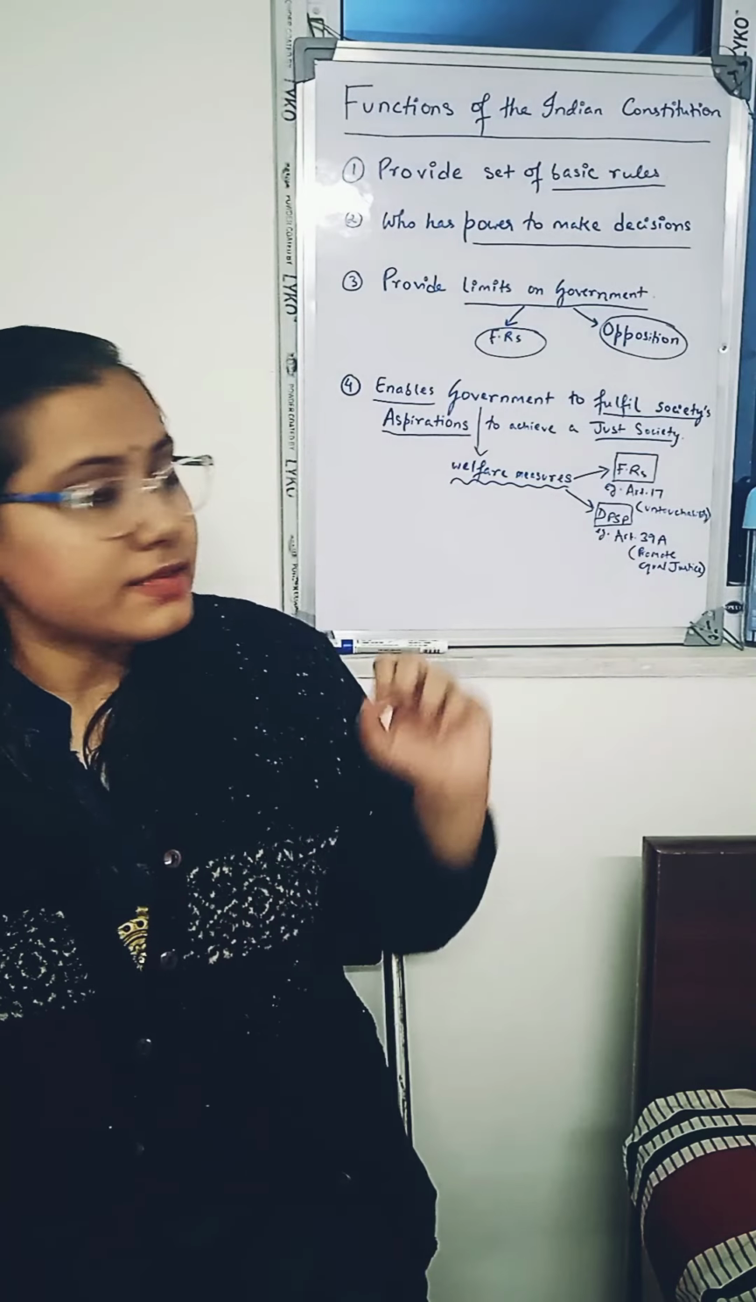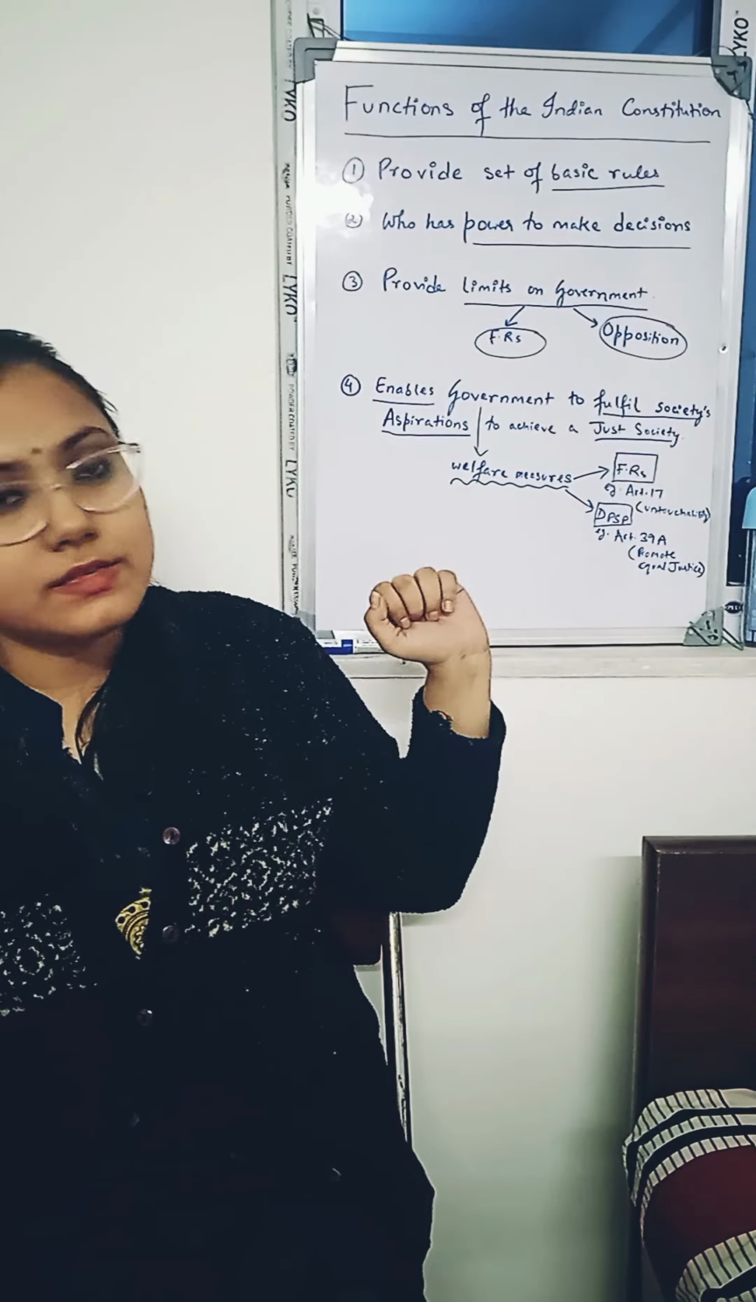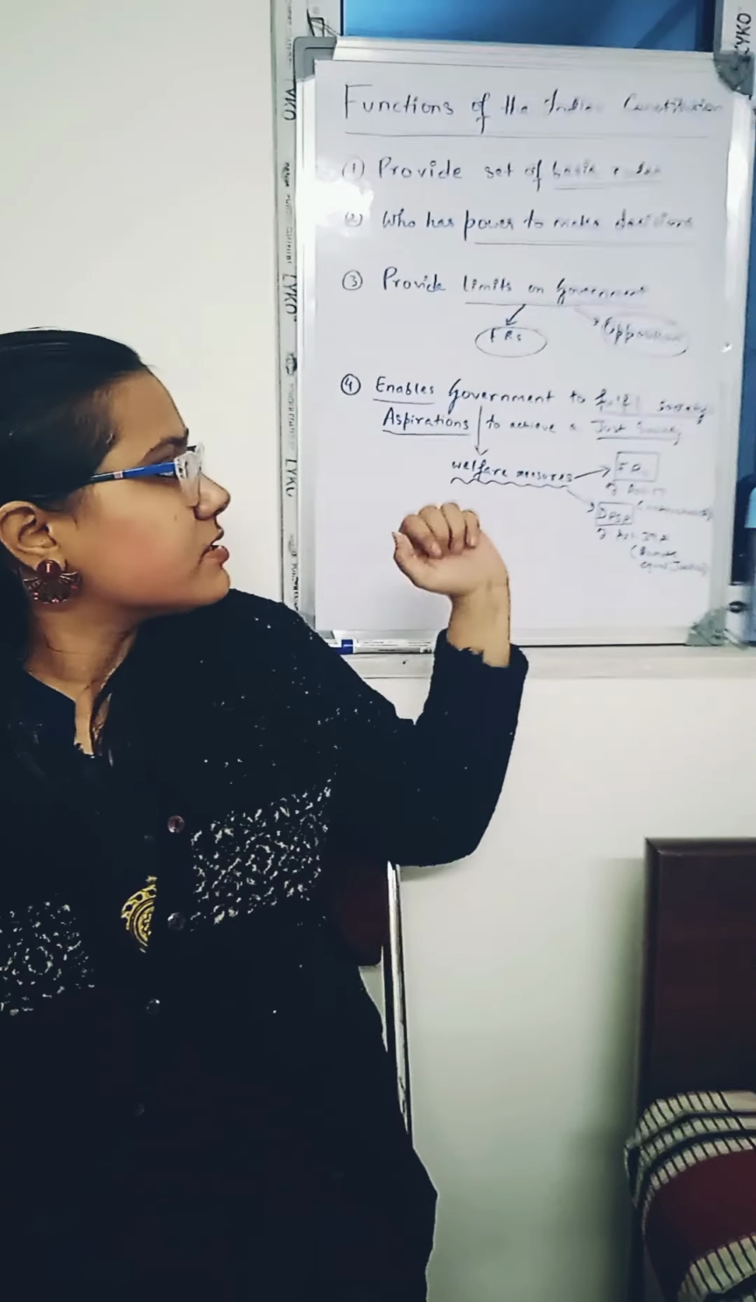And what is the second tool to limit the government? The second one is through the opposition.